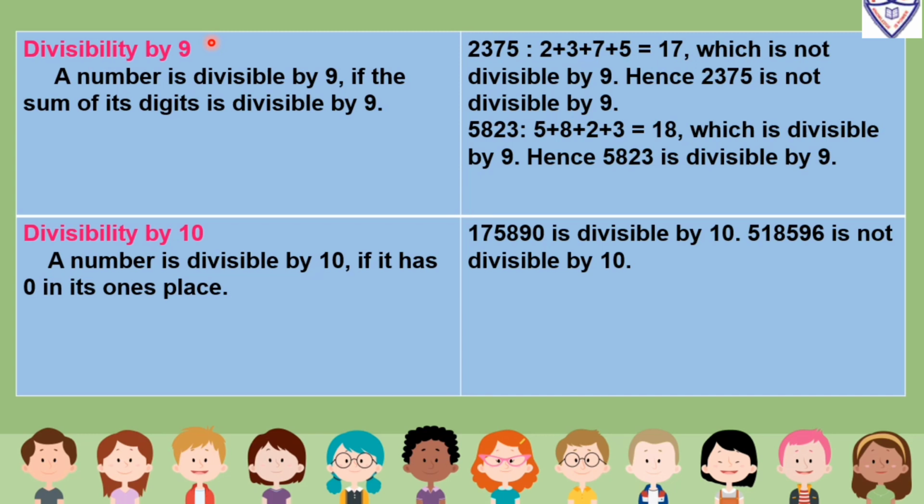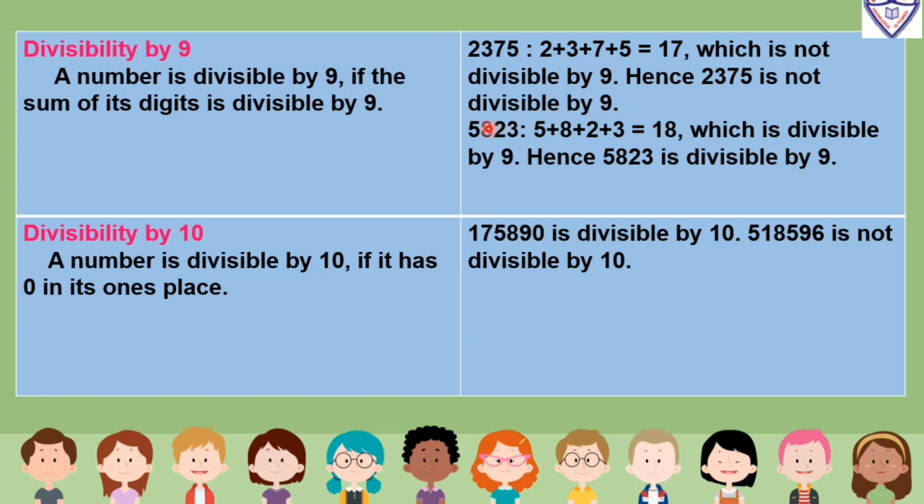Divisibility by 9. A number is divisible by 9 if the sum of its digits is divisible by 9. In divisibility by 9, we have to do addition. If the sum of the digits is divisible by 9, then the number is divisible by 9. See, 2375. First we have to add 2 plus 3, 5. 5 plus 7, 12. 12 plus 5, 17. Now 17 is not divisible by 9. In the 9 table, 17 will not come. So hence 2375 is not divisible by 9.